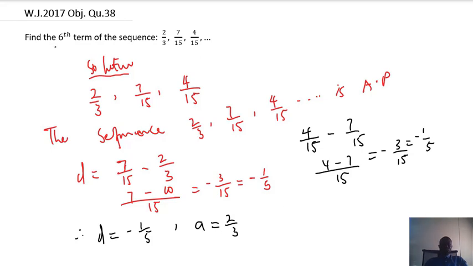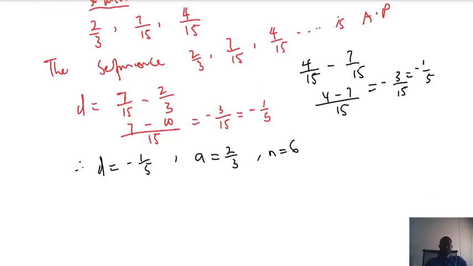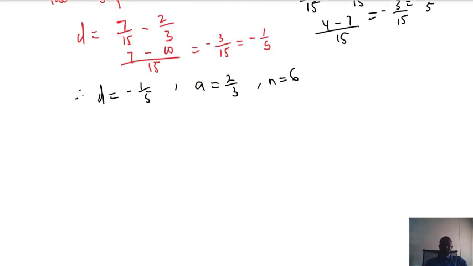But the question says we should find the sixth term. So this means that n is going to be 6. We are going to find the sixth term. So here we have it under AP. Finding the nth term of a sequence is given by a plus bracket of n, the term we are finding, minus 1 times the common difference.